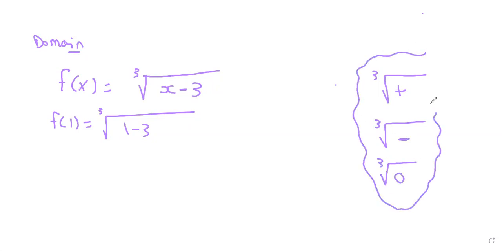We don't have any restrictions. We don't have any exceptions. We can find any value. So in this case, what are the values we can find? Yes, the values we can find are all real values. This is the domain.